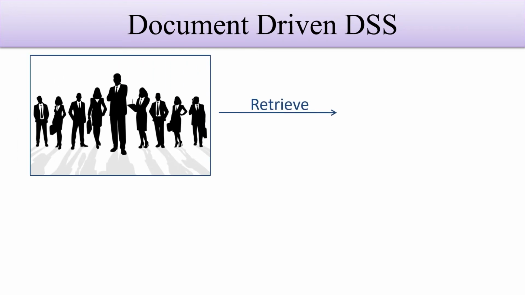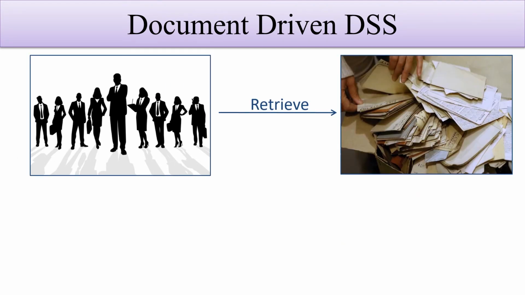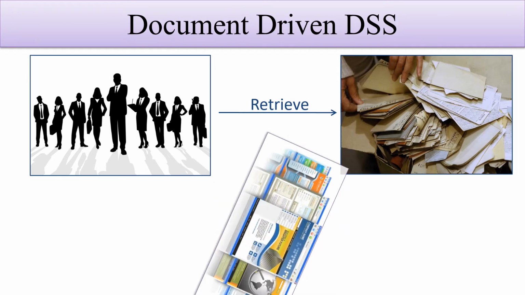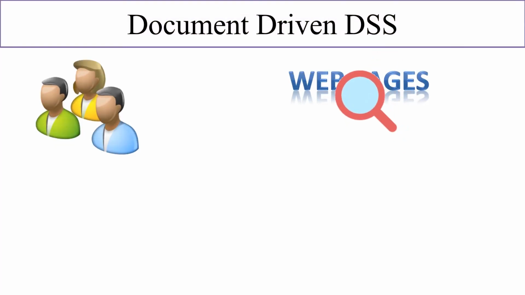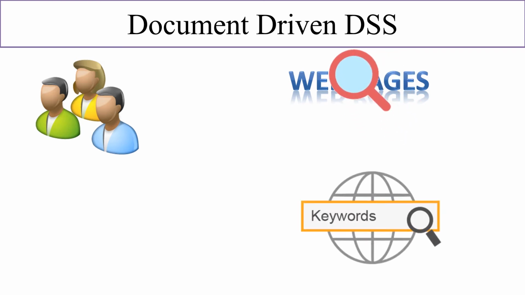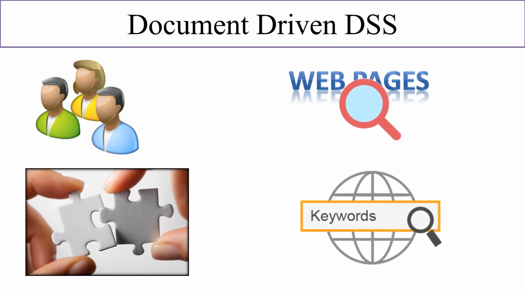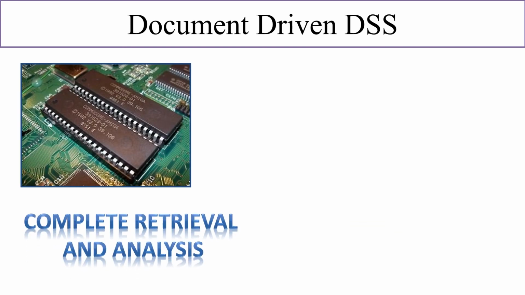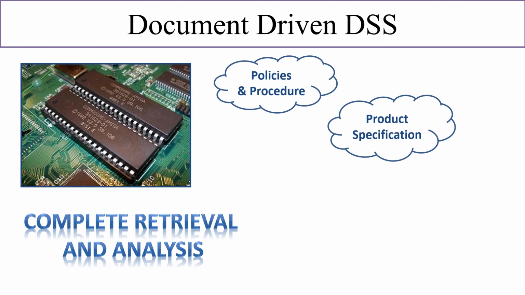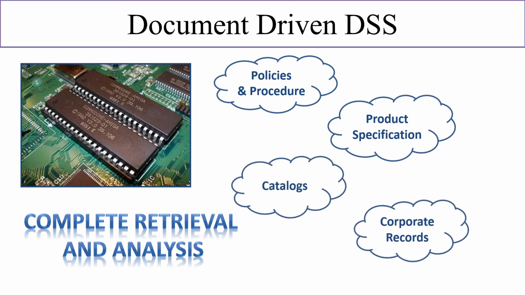Document-driven DSS helps the managers to retrieve and manage unstructured documents and web pages. It covers a large base of user groups. The major objective of this type of DSS is to search web pages or documents based on specific keywords. It integrates a variety of storage and processing technologies which provide complete retrieval and analysis. Documents that can be accessed by using DSS are policies and procedures, product specifications, catalogs, corporate records, etc.